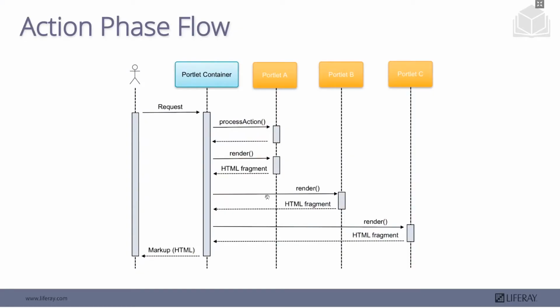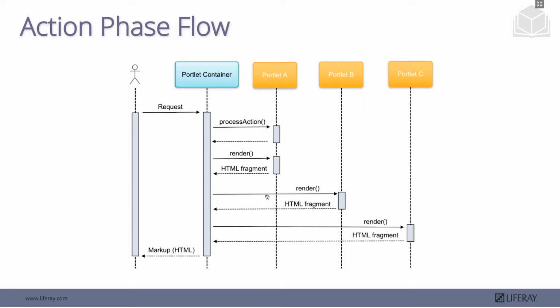So let's take a look at the flow of the action phase. So the user maybe is filling out a form to create a user, for example. So we're filling out the form, right, entering data in all the fields, and then we click the save or the submit button. So we send a request to the portlet container, this is going to be an action request. So the portlet container sees, I see you're making an action request to portlet A. So hey, let's tell portlet A to go through and call its process action method.